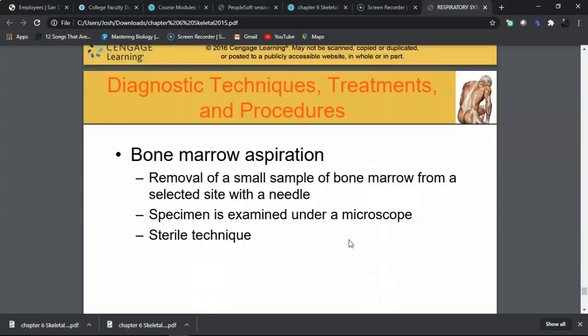Then we have something called a bone marrow aspiration. A bone marrow aspiration is where we actually take a very large bore needle into a site and remove the bone marrow to take a look at it.